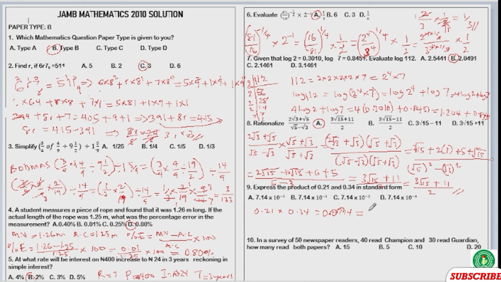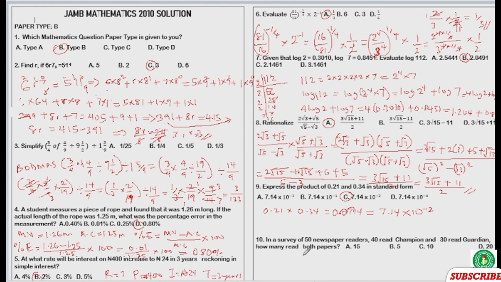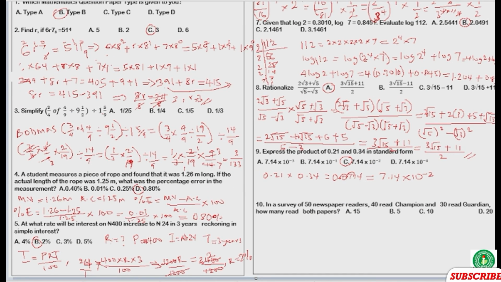So this one is 7.14, because this now is between 1 and 10, times the number of times that I have moved. When I'm moving towards the right, it is minus. So I moved 2 times, so it will be minus 2. So 7.14 times 10 to the minus 2. Option C.